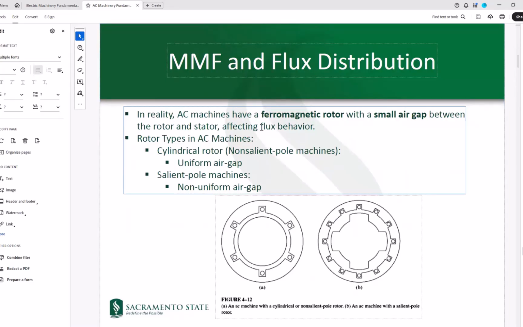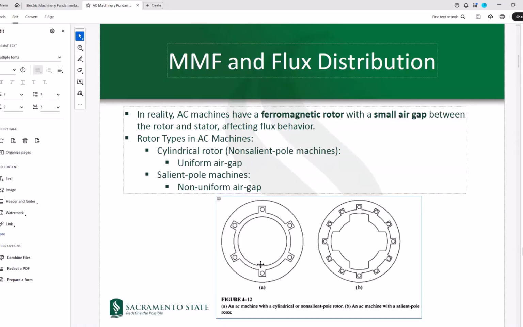In reality, AC machines have a ferromagnetic rotor with a small air gap between the rotor and the stator. Here, the inner circle shows a cross-section of the rotor, and the outer figure shows the stator, and these are the windings on the stator. We have two schemes here. Figure 4.12A is called the round rotor.